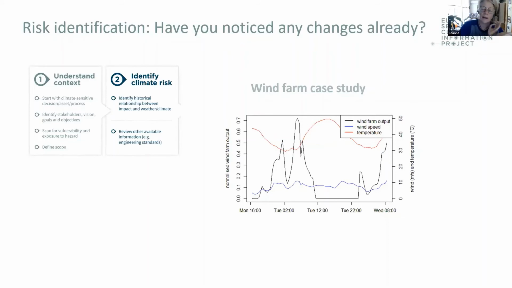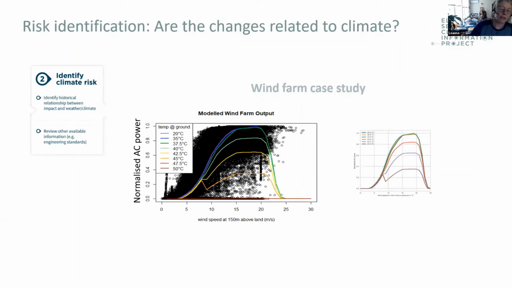So this is understanding the context and identifying the climate risk: wind farms are affected by high temperatures. The aim of this assessment was to understand how wind farms will be affected in the future with warming temperatures. The people involved looked at modelled wind farm output. This is two graphs, one laid upon the other, with the black circles indicating the normalised power. The efficiency of operation is indicated on the left-hand axis: 0.4 is 40% efficient, where 1 is operating at full capacity.